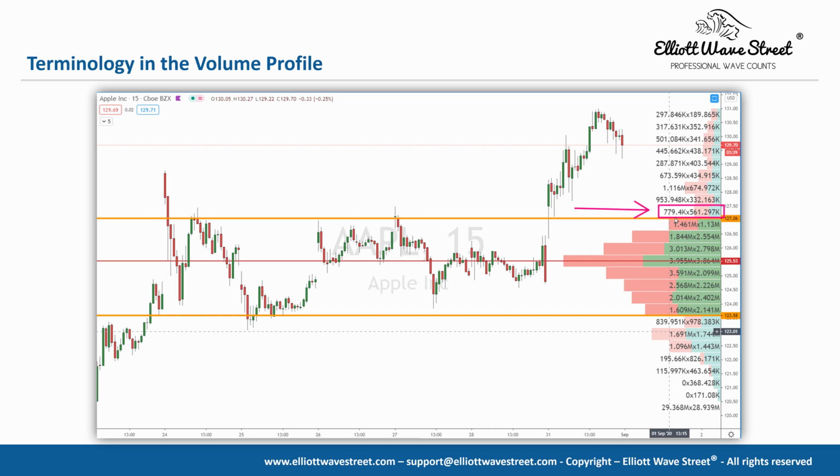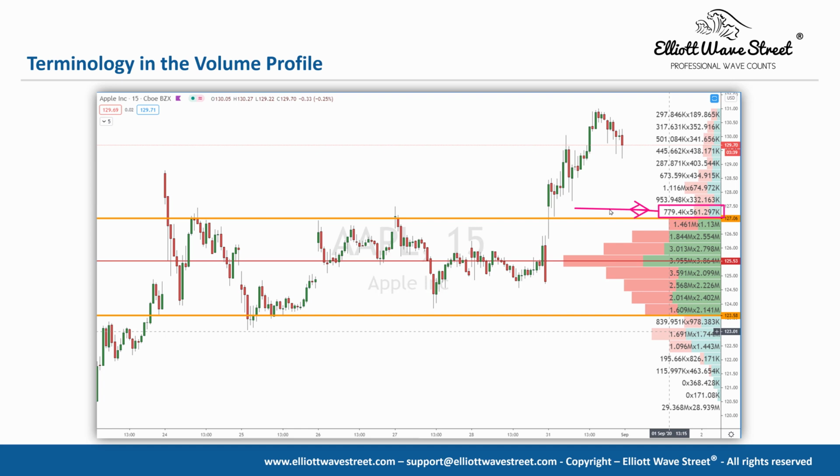So on the sell side, we have 779.4K, and on the buy side we have 561,297. Which one is bigger? Clearly, the sell side, for example. So we can use it as a contrarian indicator.